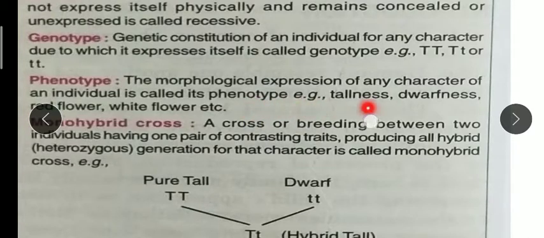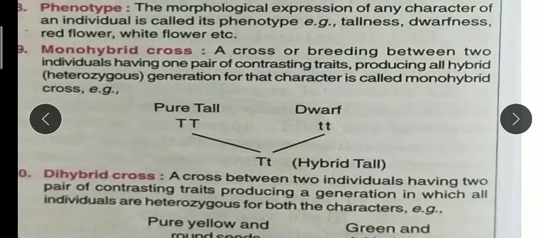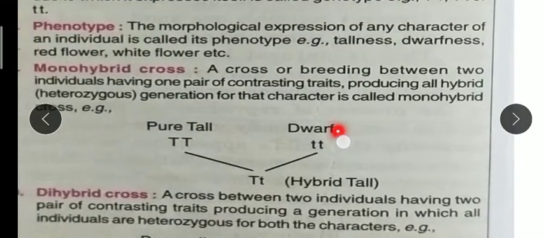So it can be tallness, dwarfness, red flower, white flower, round seed, wrinkled seed, hair color, eye color; all are phenotype. Now what is monohybrid? In the monohybrid, you can see they are pure alleles. An example is given: pure alleles of tallness and pure alleles of dwarfness.